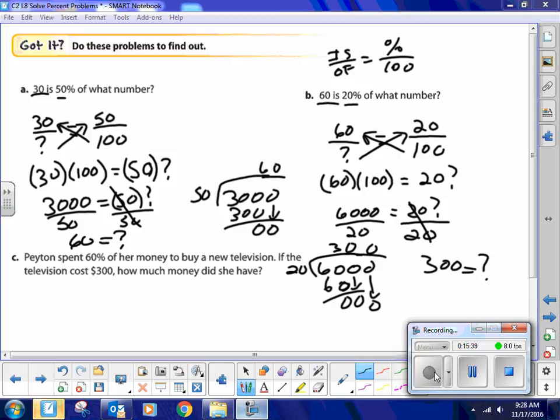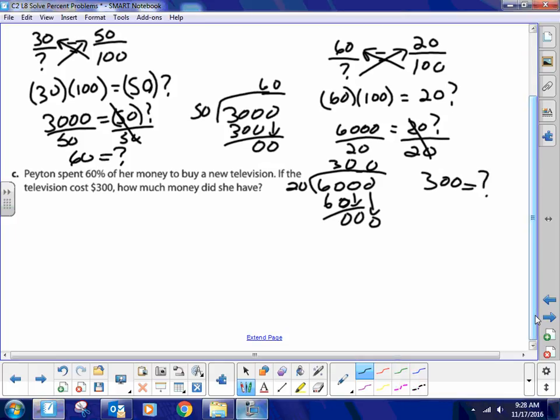Okay, again, I'm going to show you this in class, so don't panic if you don't understand it right away. All right? Now, this one's kind of hard. We've got to set up our is over 100%, over 100. Peyton spends 60% of her money to buy a new television. If the television cost 300, how much money did she have?